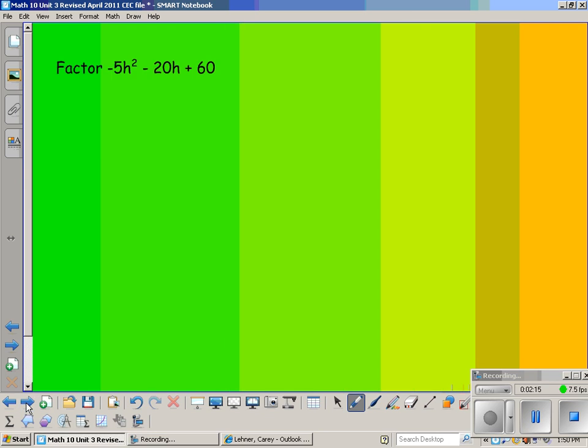So in this next example, again, run through in your head. Can I take out a greatest common factor? The answer again in this case is yes. We can take a 5 out. And remember the rule, because we are starting with a negative, let's remove a negative common factor. So I'm going to take negative 5 out. There is no variable in all terms. I'm left with h squared plus 4h minus 12.